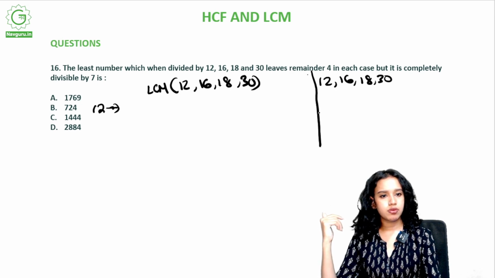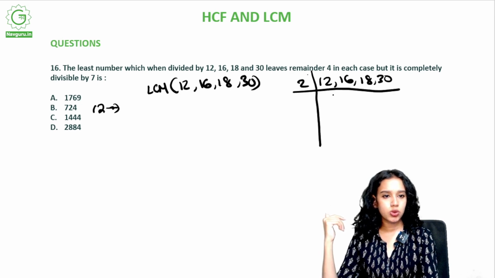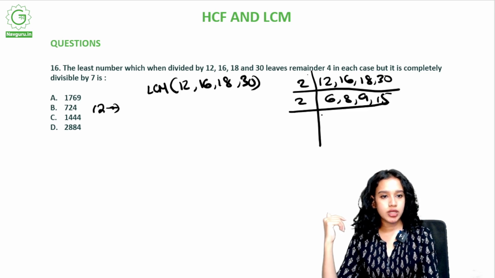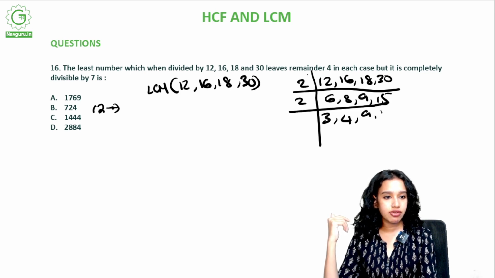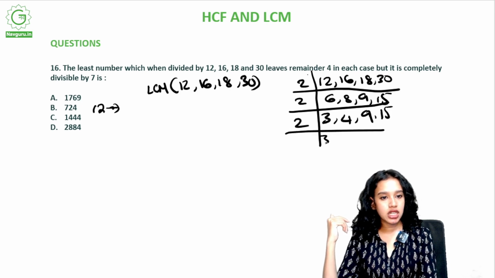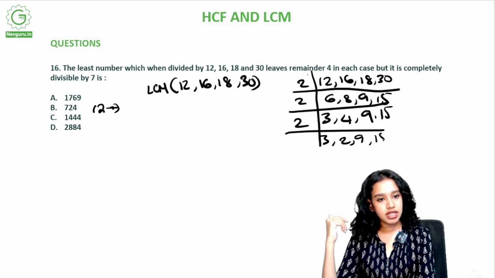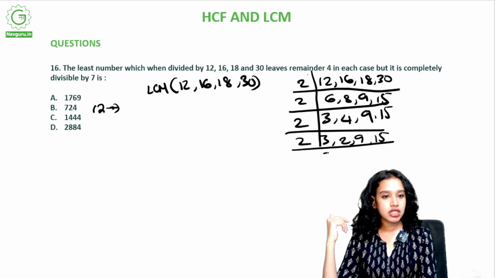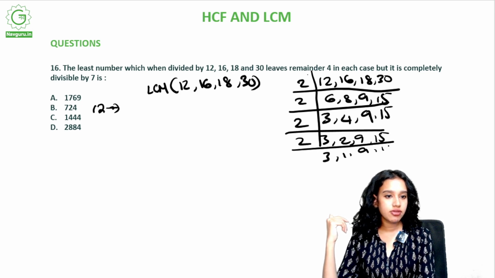So we'll divide it by 2, we'll get 6, 8, 9 and 15. Again by 2, we'll get 3, 4, 9 and 15. And again by 2, we'll get 3, 2, 9 and 15. Again by 2, we'll get 3, 1, 9 and 15.